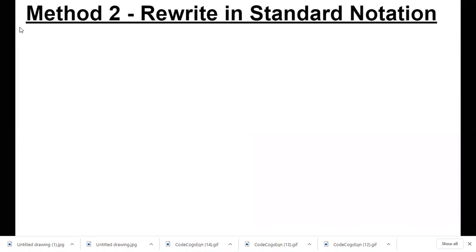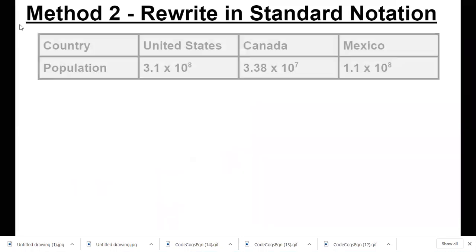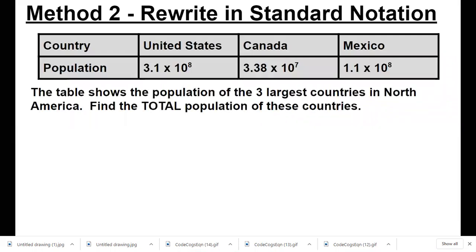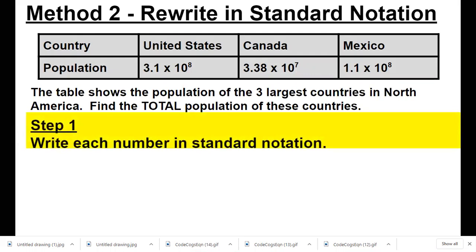Method 2 to add scientific notation numbers is to write them in standard notation. So we have the same numbers there, the same United States, Canada, and Mexico populations. We're going to find the total population. Step one is to write each number in standard notation.